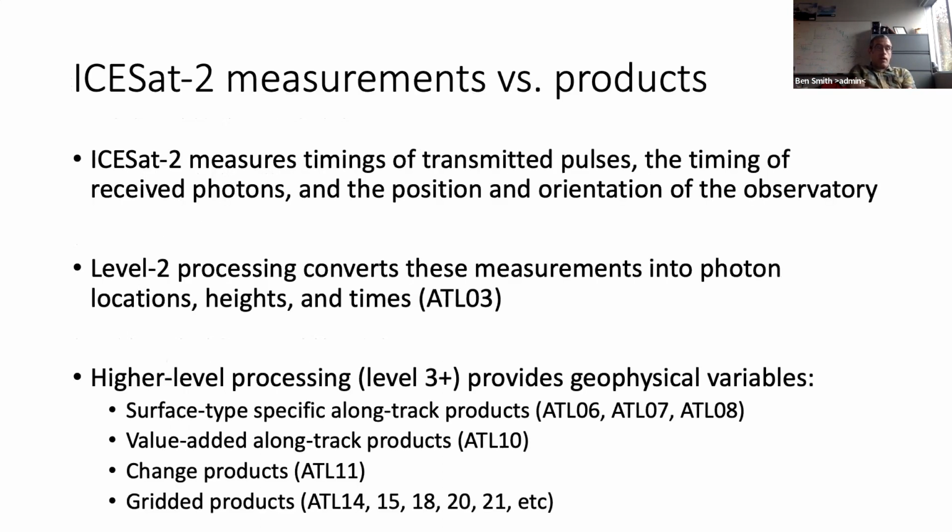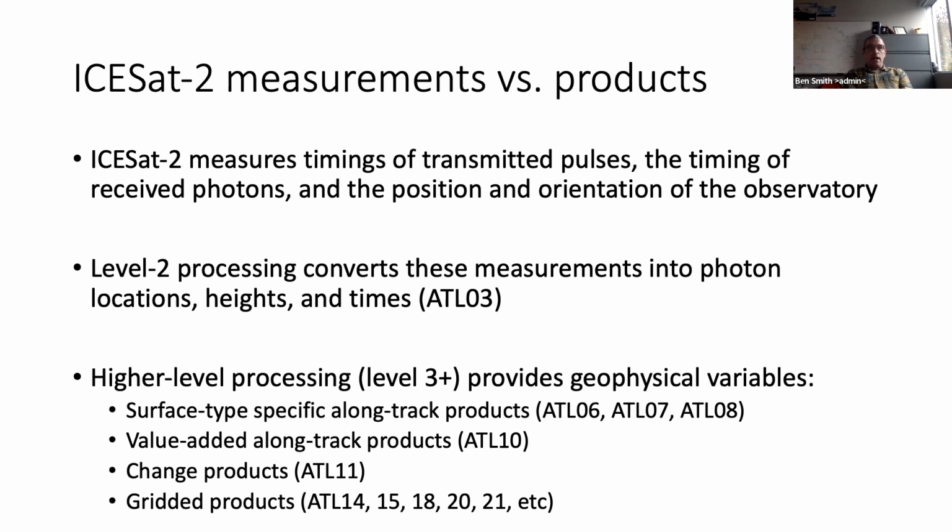So the first thing I want to make clear is that ICESat-2 does not on its own produce geophysical products. ICESat-2 on orbit measures the timing of the pulse it transmits, it measures the timing of the photons it receives, and it measures the position and orientation of the observatory. So these things on their own don't tell you anything about the Earth.